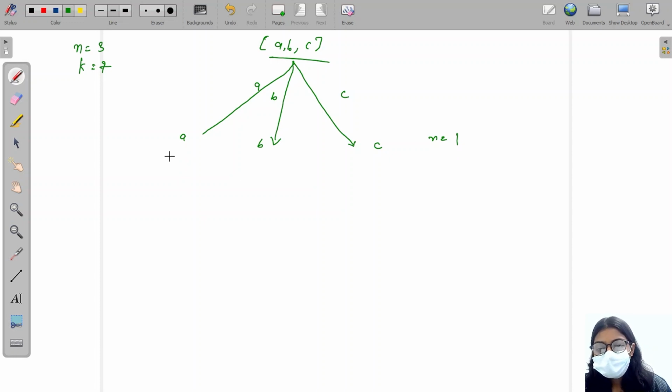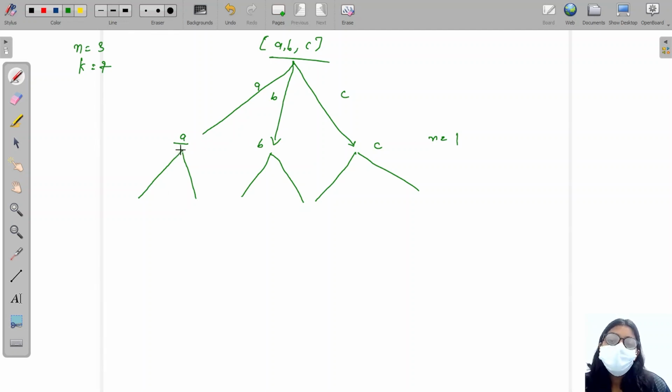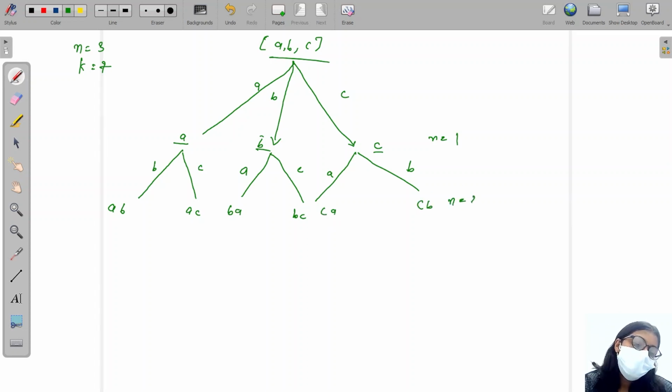Now for n is equal to 2, see here very carefully. After A, I am not allowed to have another A, so here I have only two choices, one is B and another is C. Here also after B, I have only two choices, either A or C. I cannot have B after B, which is not allowed. Here also I cannot have C after C, so I have two choices only. So here I will be having AB, AC, BA, BC, CA, CB. These are all the happy strings of length 2.